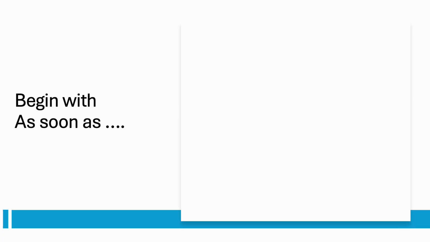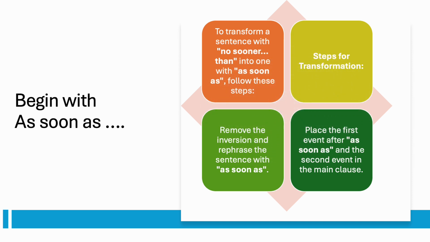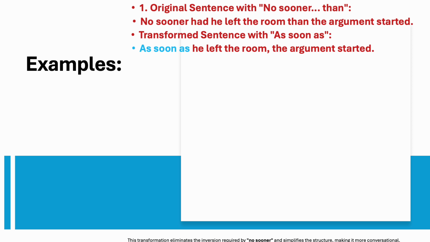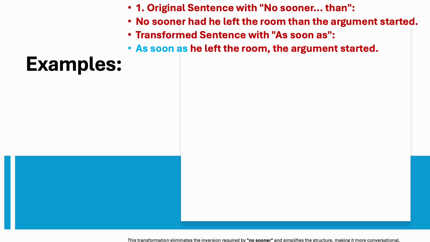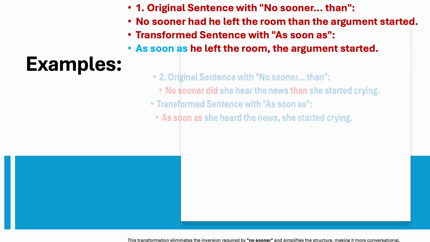Now let's check the other way around. That is, we have to change a sentence that starts with no sooner and begin with as soon as. The same way. Instead of no sooner, you're writing as soon as. After removing no sooner, we are removing had, that is the auxiliary verb, and also we are removing than, and we are adding in a comma to it. That's it. It's so simple to change from no sooner to as soon as.